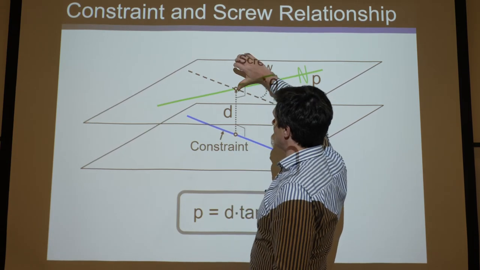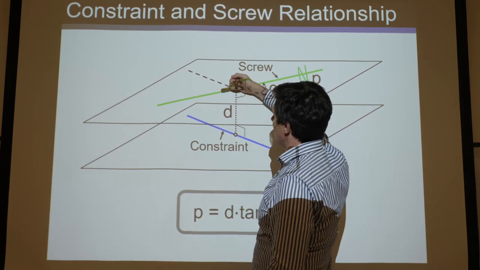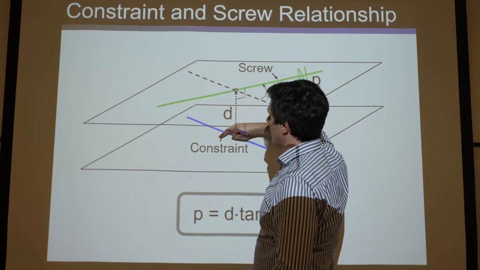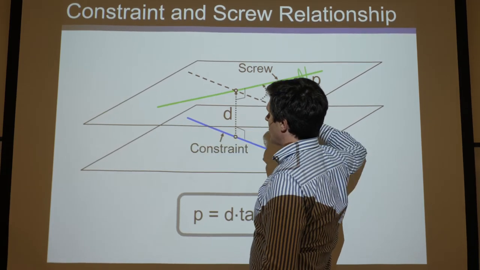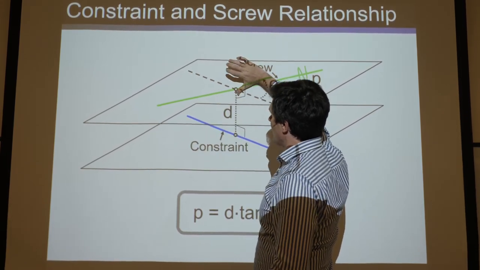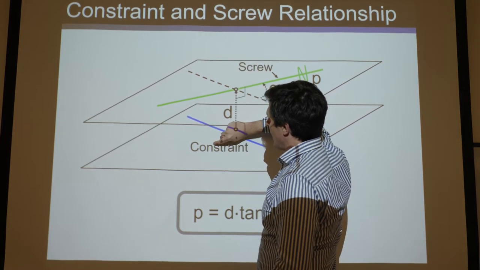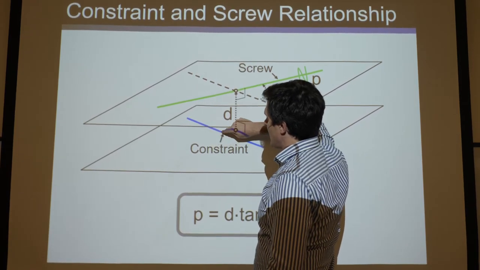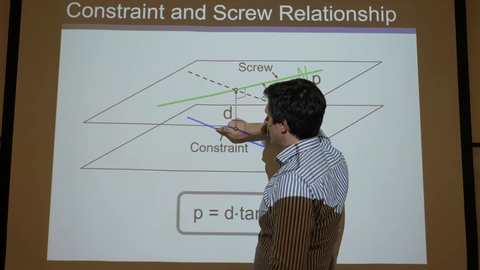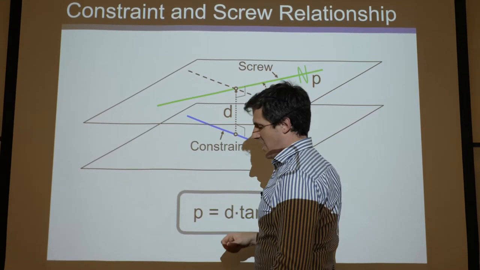If you start from the green and go to the blue, now you project this down: you draw the green dotted line through there that's parallel to the green. You go with your right hand down there, and the theta that goes from the projected green to that would be the positive theta. Okay?